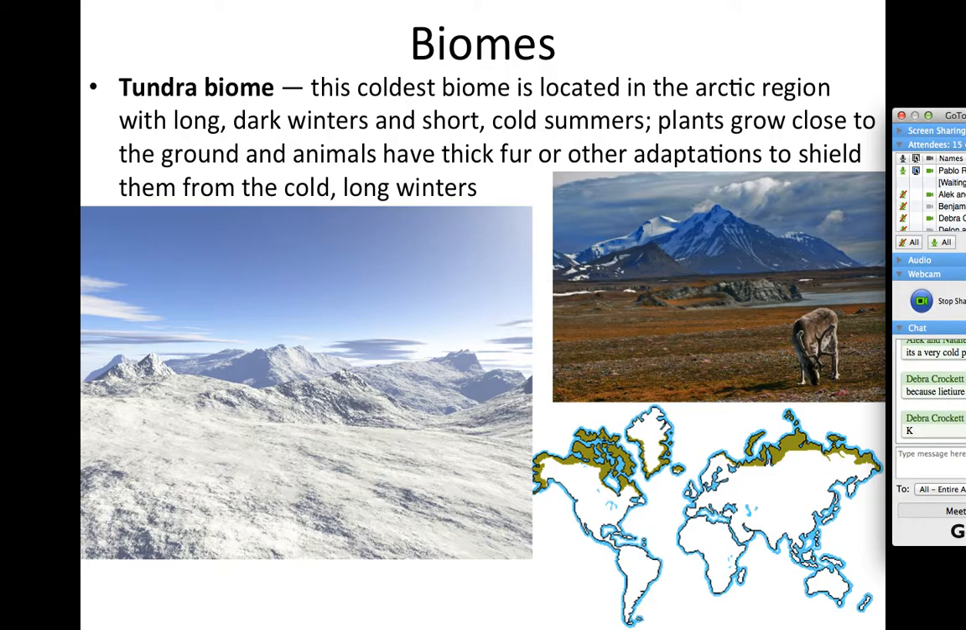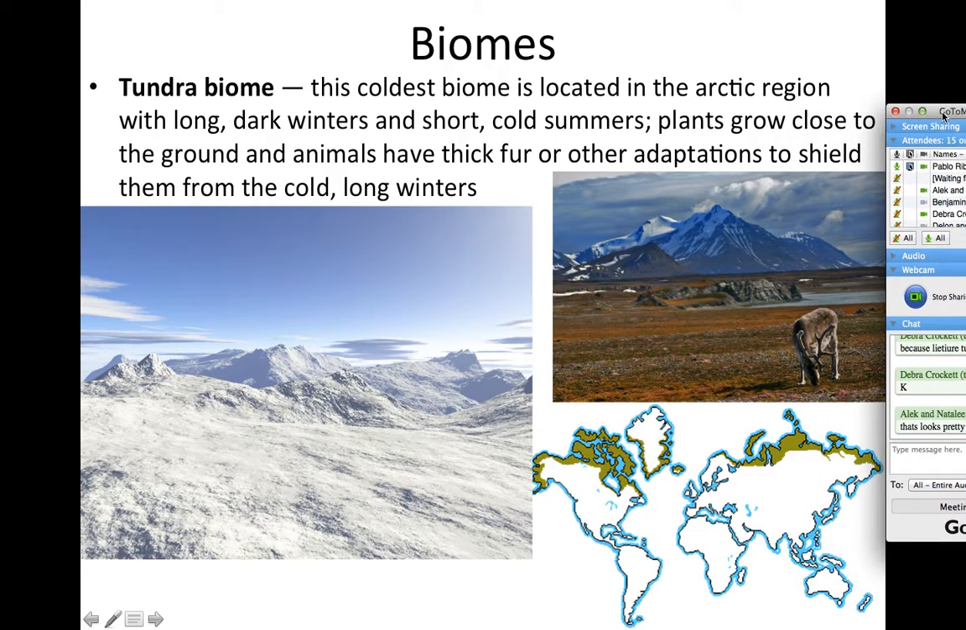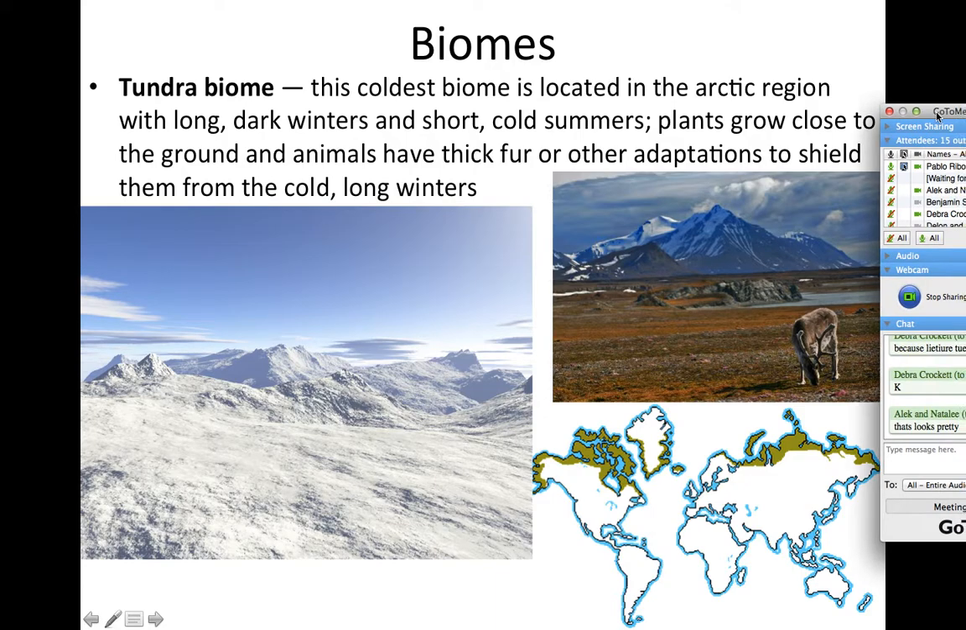Plants grow close to the ground, and most of the animals have thick fur and other adaptations to shield them from the cold and the long winter. All right, so for example, you have polar bears and so on. It is still a very pretty area. In the summers, the vegetation comes up, but it's usually very, very flat. You don't have trees in the tundra region.